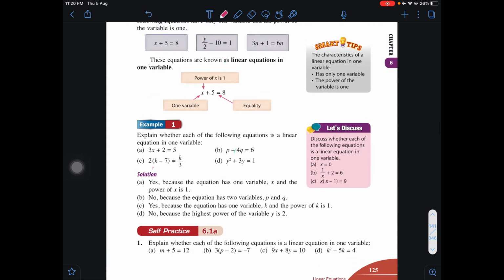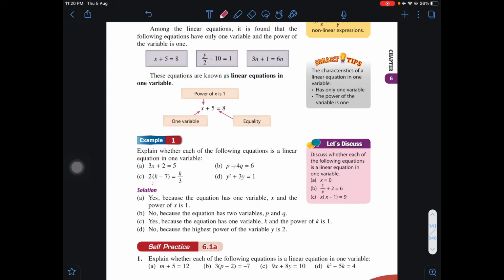Alright, so you can see here the conclusion. A linear equation in one variable must be power of 1, only one variable, and have an equal sign. Okay, example 1. Explain whether each of the following equations is a linear equation in one variable. A, 3x plus 2 equal to 5. Yes, it's a linear equation in one variable because it has an equal sign, the x is to the power of 1, and there is only one variable which is x. Okay, so this one is yes.